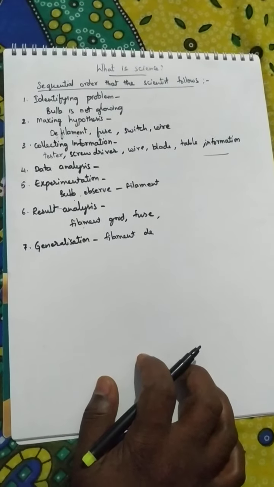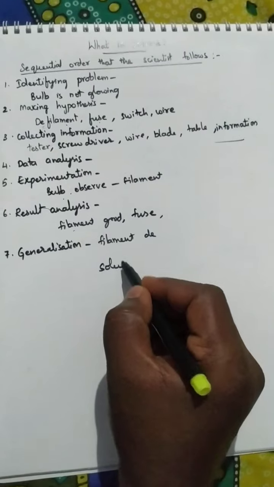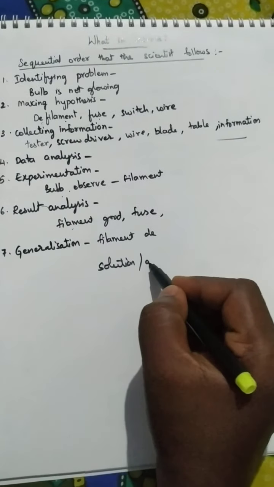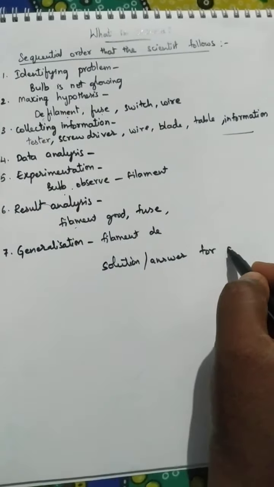Understood? This is the way the scientists will get a solution for a problem, the solution or the answer for a problem he identified. Understood children? So that means you have to check here. These are the different steps they followed.